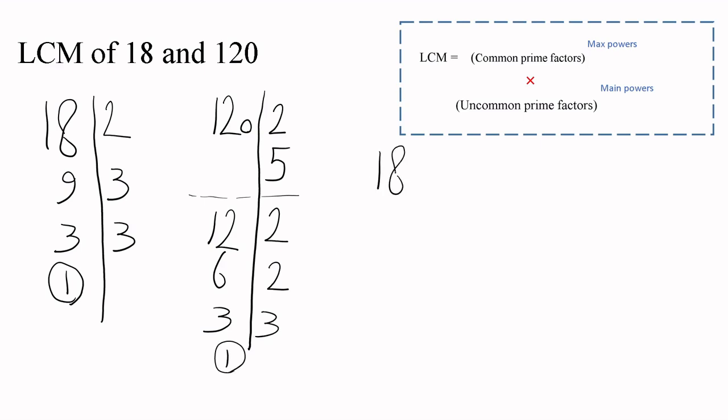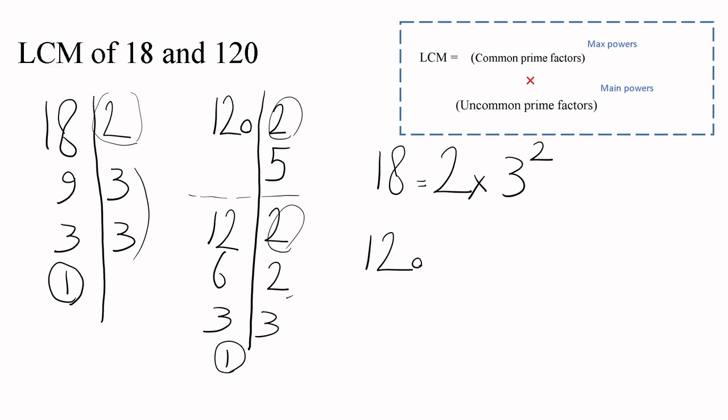So for 18, when I want to write the prime factorization, I have 1, 2 as you can see. So 2 to the power of 1 times, and I have 2 3's, 3 to the power of 2. And for 120, as you can see, I have 1, 2, 3, 3 2's. So 2 to the power of 3 times, how many 3's do I have? I have 1 3 and I have 1 5.